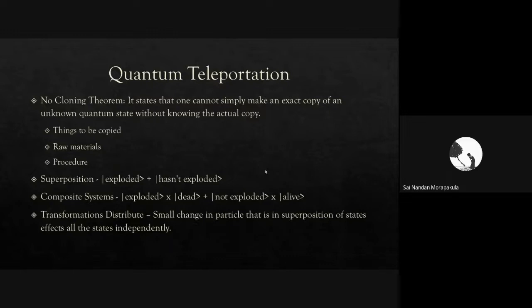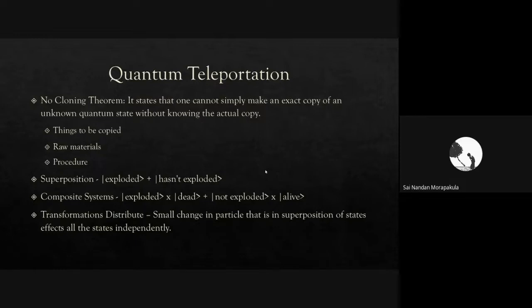And transformation distributivity says that any small change in the superposition can affect both of the particles independently. So that is what the no cloning theorem is: you cannot have an exact copy of the same quantum state. To put it simply, quantum mechanics states that (a + b) squared is a squared plus b squared plus 2ab, and the no cloning theorem states that (a + b) squared is a squared plus b squared. But we know that both can never be the same. Either quantum mechanics should be right or the no cloning theorem should be right.